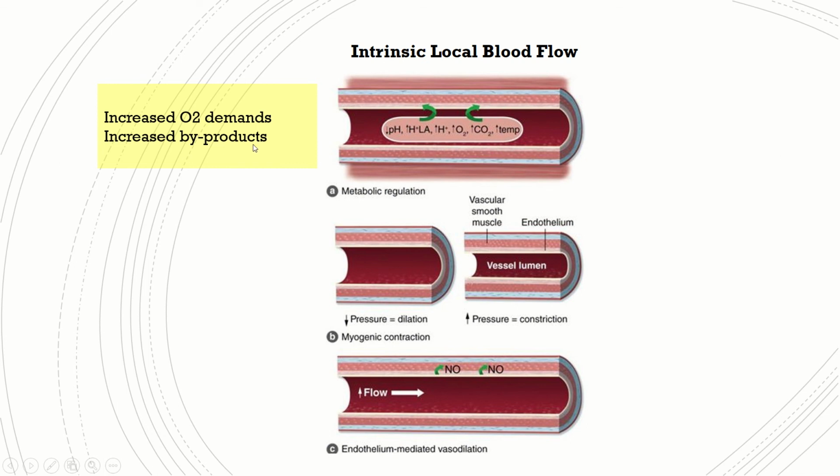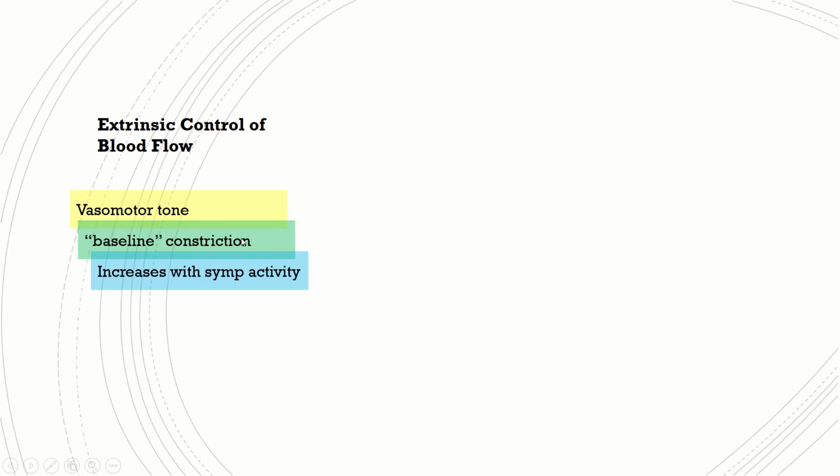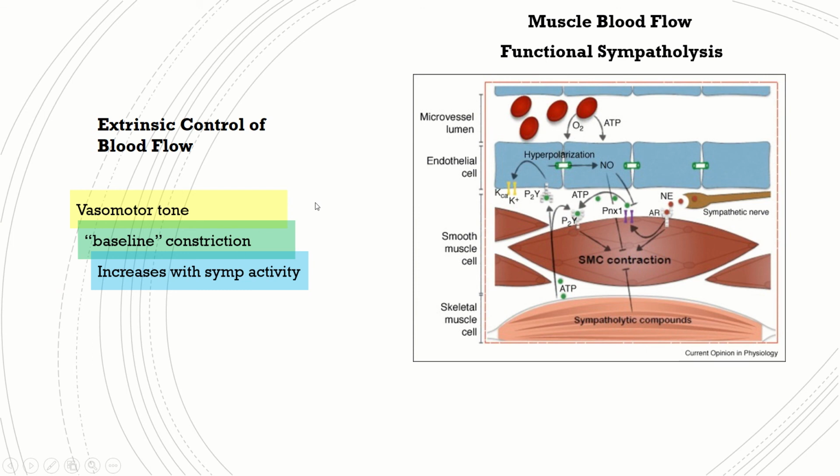Oxygen demand and metabolic production are going to be powerful vasodilators. Pressure is going to be acting as a regulator for dilation and constriction, and the inner lining of the arterioles themselves produces the powerful vasodilators that we see here. We know that during rest, it is controlled by sympathetic activity, so pressure can be maintained. During exercise, there is increased sympathetic activity, so it would make no sense for vasoconstriction to occur to the blood. So the blood engages in what is called functional sympatholysis that hyperpolarizes the membrane and prevents constriction.